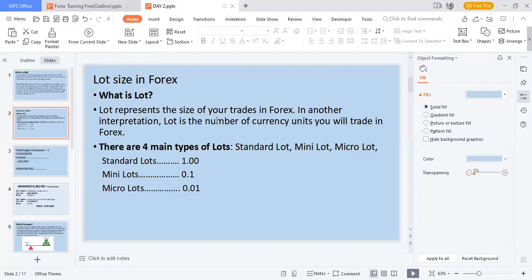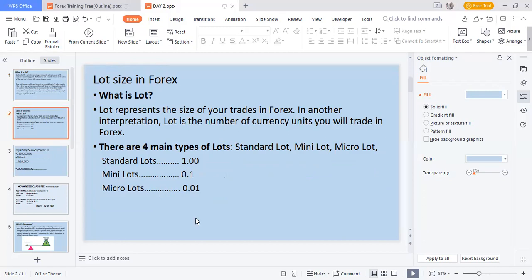The next phase is lot. Lot represents the size of your trade in Forex. In another interpretation, lot is the number of currency units you will trade in Forex. And there are 4 types of lots: standard lot, mini lot, micro lot, and nano lot. The reason why I'm not talking about nano lots is because the nano lot is negligible. Nobody talks much about nano lots. Are you with me?